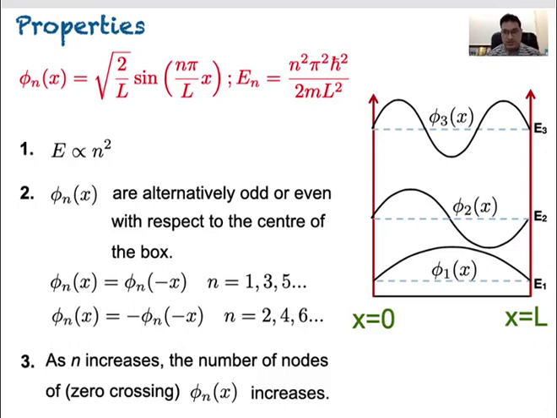you can see that 1, 2, 3, so we are increasing the value of n, the number of nodes or zero crossings increases. So these are the three important observations for the wave function and the corresponding energies for a particle moving in a rigid box, and these are very new features that you have seen, unlike what you have seen for a particle which is free to move in space.